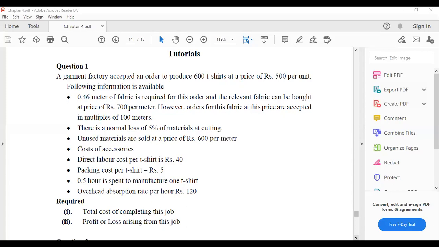It says that 0.46 meter of fabric is required for one unit, right? So make that particular change. You need to add one thing. Here I cannot add that. So make sure that this is 0.46 meters of fabric per unit is required.